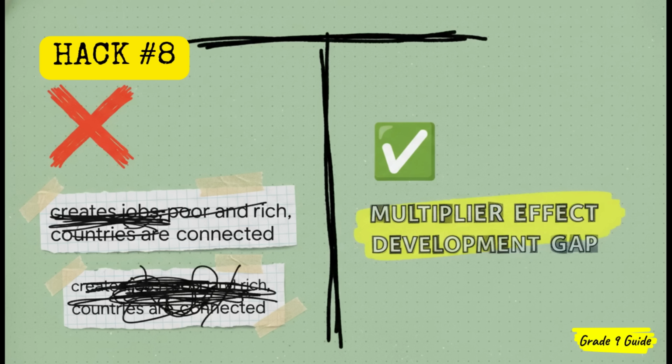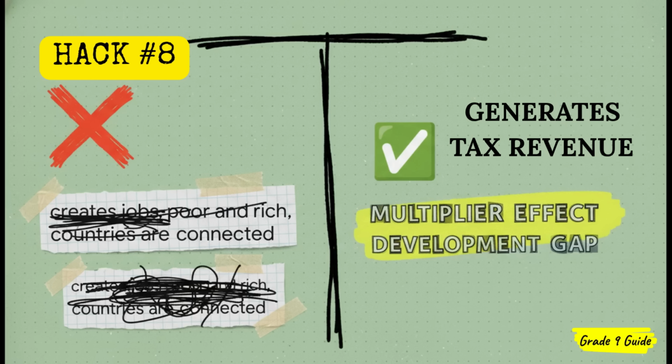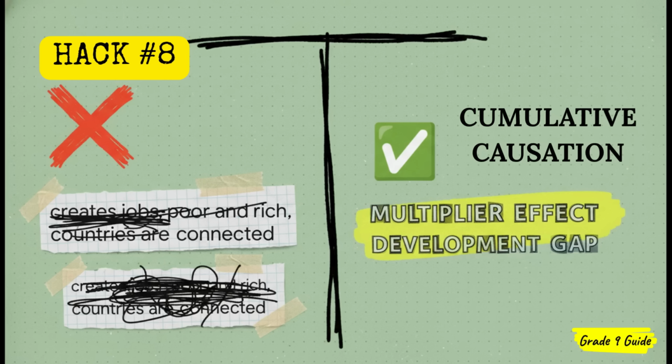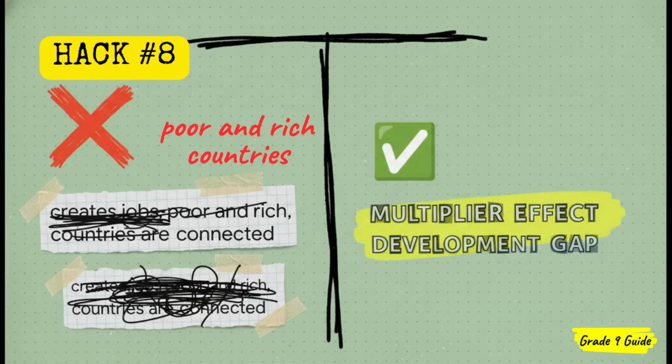So we are going to ban the phrase, "it creates jobs and money," right now. Examiners absolutely hate it. Instead, say it generates tax revenue or creates a multiplier effect. Instead of saying one good thing leads to another, use the term cumulative causation. Swap out poor and rich for the development gap. And instead of saying countries are connected, tell them about interdependence. This vocabulary swap is literally a game changer.